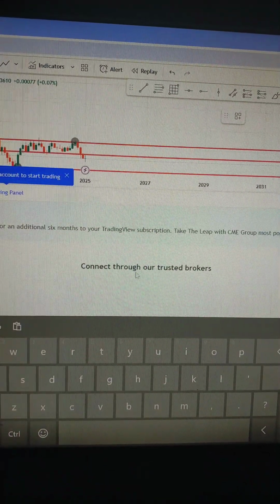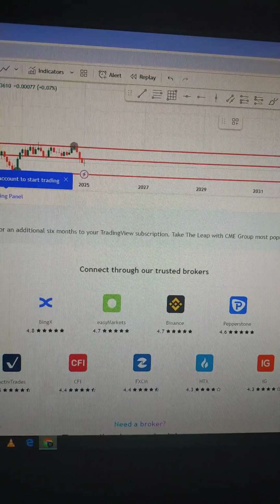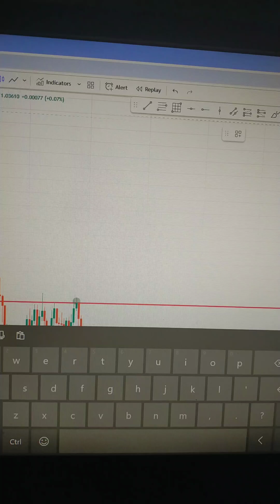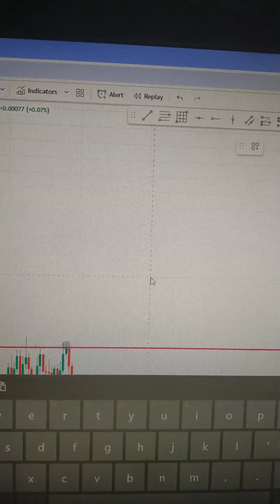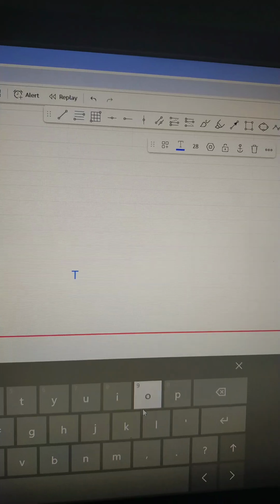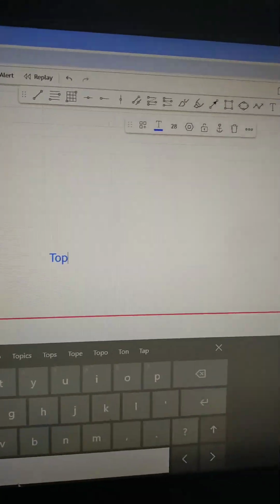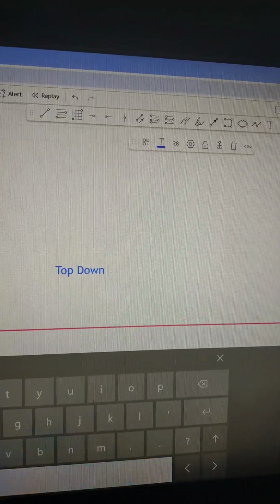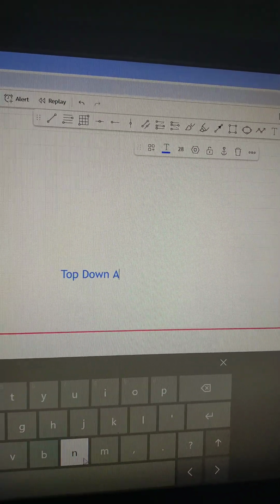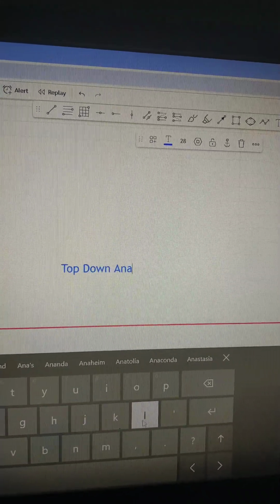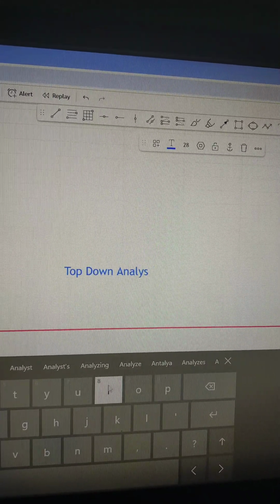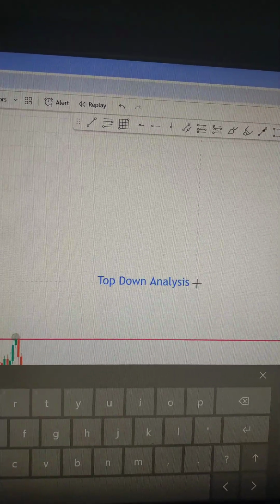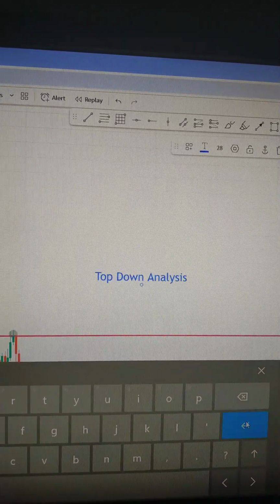So top-down analysis. Oh sorry, I have to get this down, and then I bring this up, and then now I type. Top-down analysis: we have said you take a look at least 3 time frames, depending on the type of trader that you are.